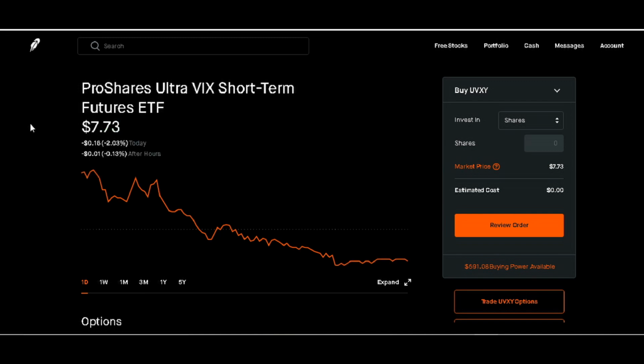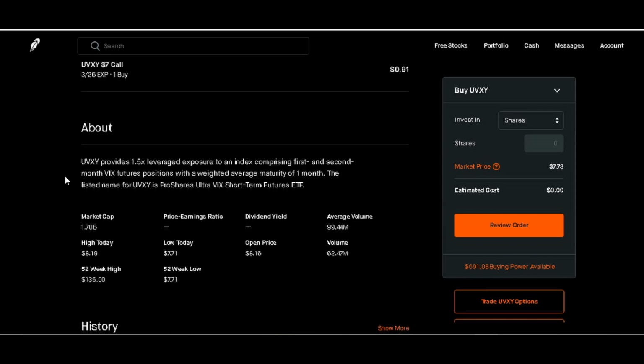So today I want to go over ProShares Ultra VIX Short-Term Futures ETF. We're going to scroll down to About. UVXY provides 1.5 leverage exposure to an index comprising the first and second month VIX futures positions with a weighted average maturity of 1 month. The listed name for UVXY is ProShares Ultra VIX Short-Term Futures ETF.